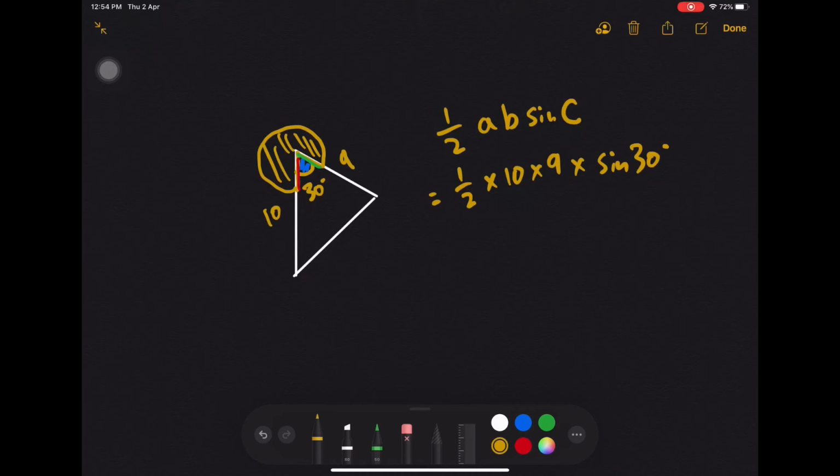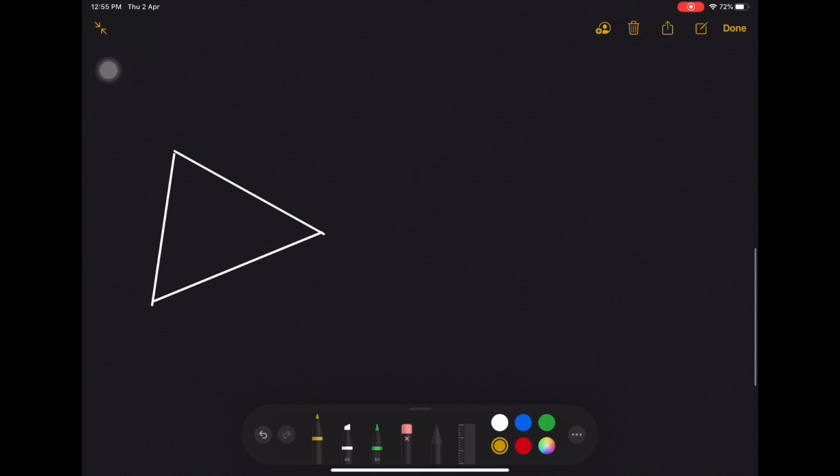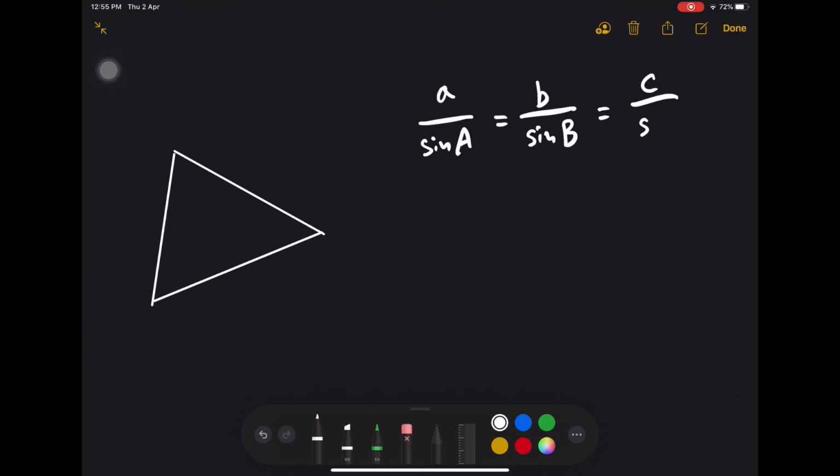So let's go on to sine rule. For sine rule, you need to know the formula. The formula goes like this: we have a over sine A. Take note of the alphabet. The one at the top, small letter a, means the length, and the capital A means the angle. This is equal to b over sine B, which is equal to c over sine C.